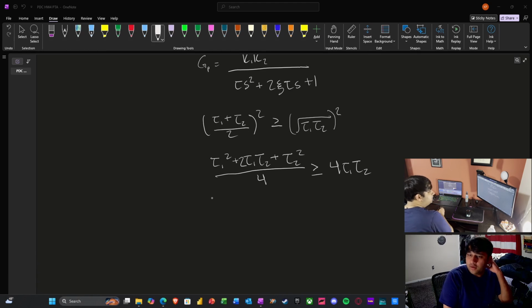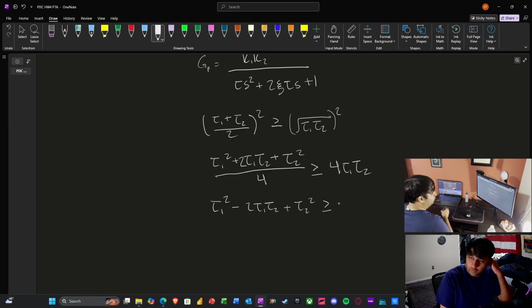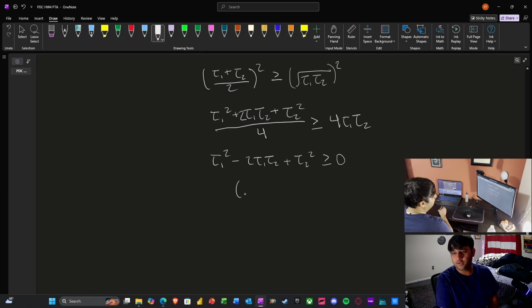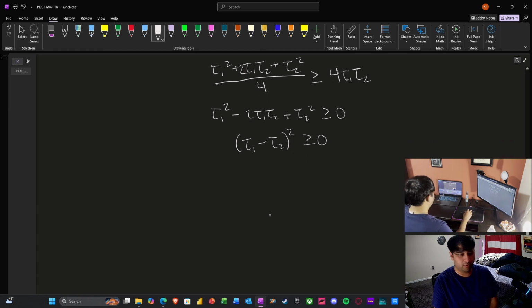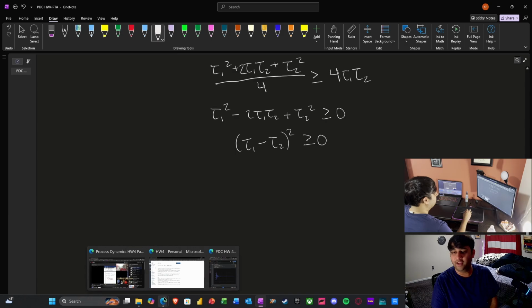And so now, simplifying this, what we get is tau 1 squared minus 2 tau 1 tau 2. By the way, this is multiplied by 2, I forgot that. Plus tau 2 squared, which is greater than or equal to 0. And this becomes (tau 1 minus tau 2) squared is greater than or equal to 0. Thus showing our second order system will always be overdamped.